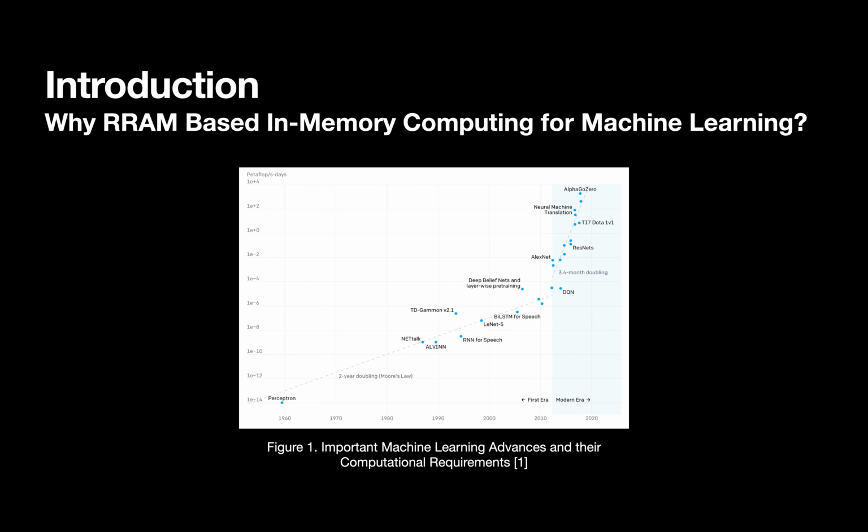Machine learning has deeply permeated the fabric of modern society. With the rapid rise of machine learning within both hardware and software applications comes a rising demand for greater computational power and data movement. Figure 1 shows the important advances in machine learning and their computational requirements.